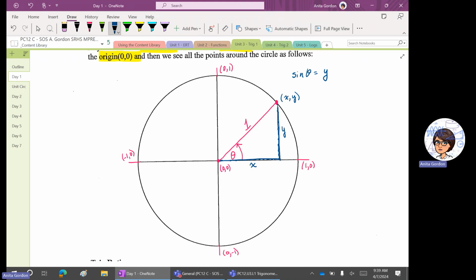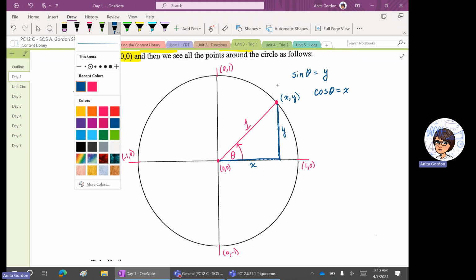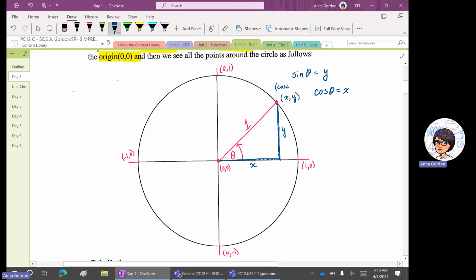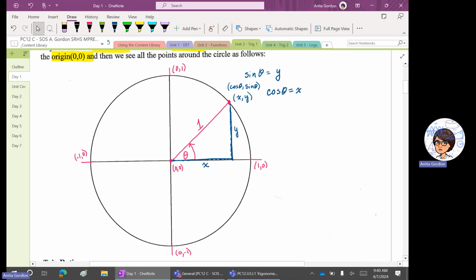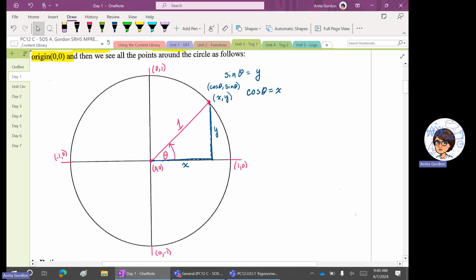So our sine of an angle represents the y value of any coordinate on the unit circle, and that leads us to the cosine being the x value of any point on the unit circle. So really, we could even rewrite this coordinate as cos theta, sine theta, right? Because we're using triangles and circles to represent different values and different ratios of the triangle that it creates within the circle.